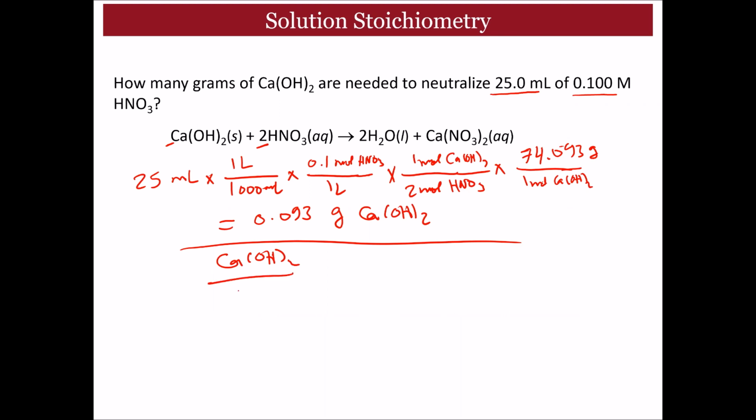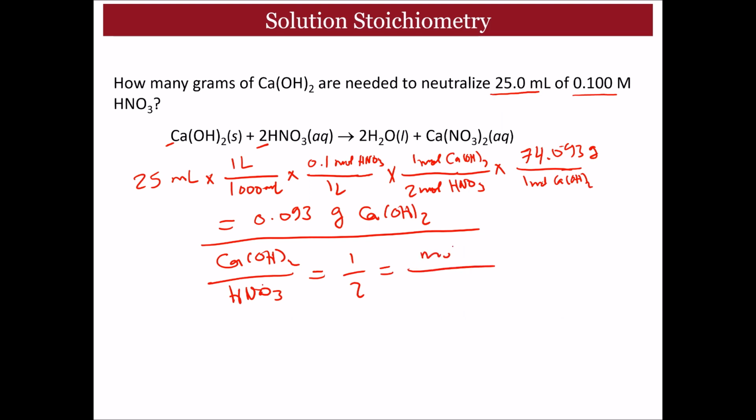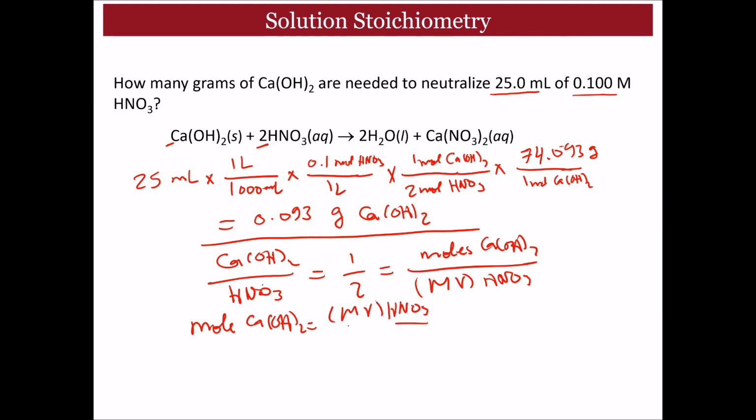hydroxide to nitric acid. The mole ratio equals 1 to 2, which is going to equal moles of calcium hydroxide to moles of nitric acid, which is basically molarity times volume for nitric acid. So we rearrange this to solve for moles of calcium hydroxide. So moles calcium hydroxide is going to equal molarity times volume for nitric acid divided by 2.